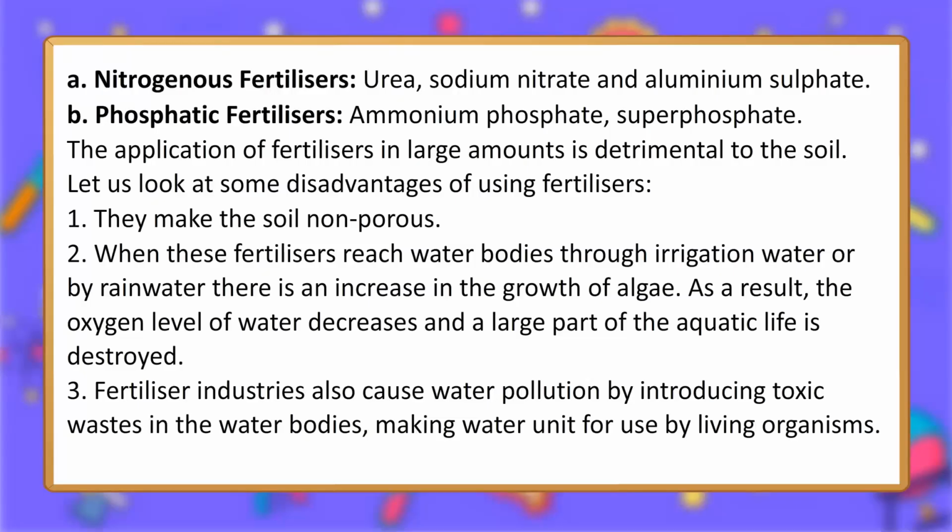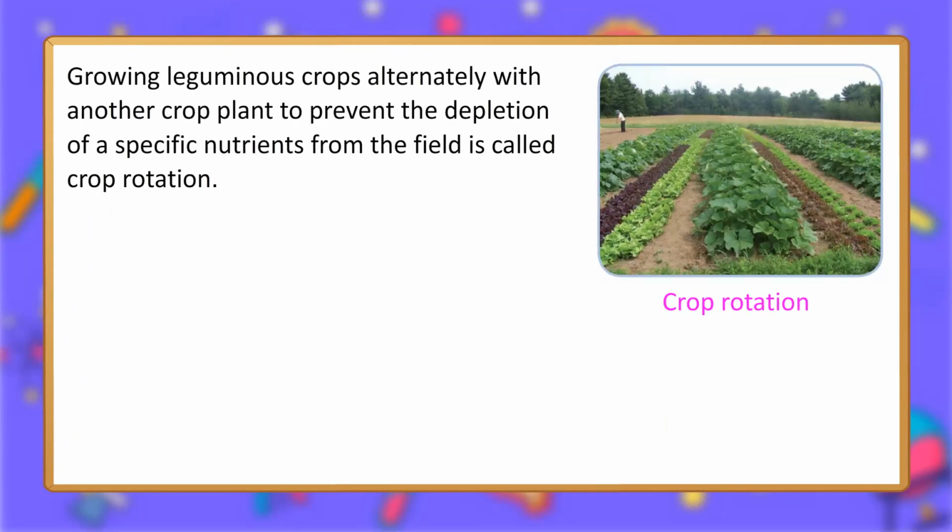3. Fertilizer industries also cause water pollution by introducing toxic wastes in the water bodies, making water unfit for use by living organisms. Crop rotation. Growing leguminous crops alternately with another crop plant to prevent the depletion of specific nutrients from the field is called crop rotation.